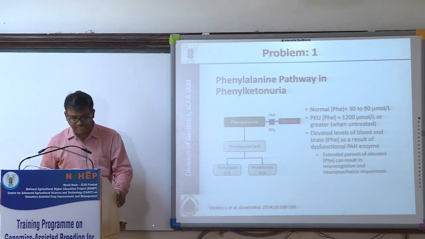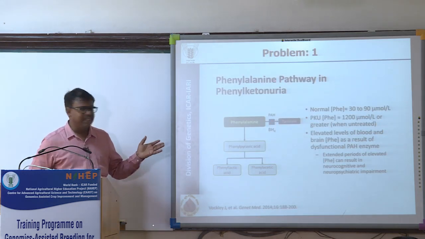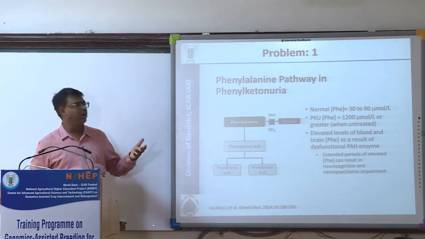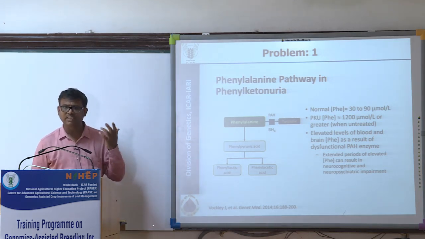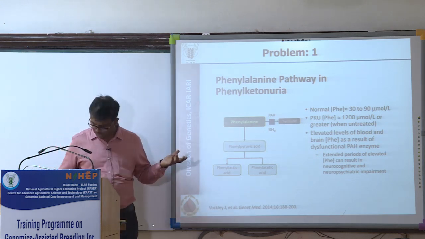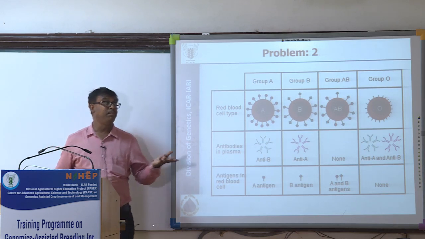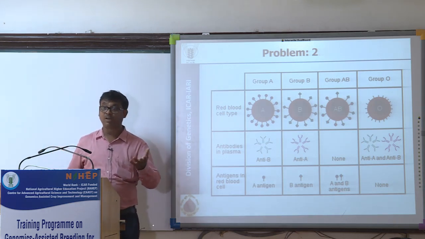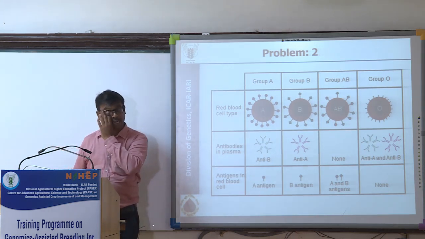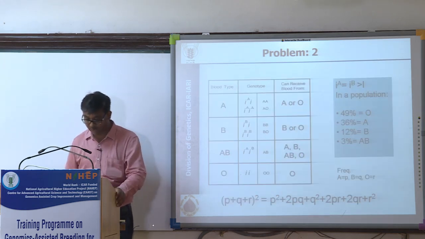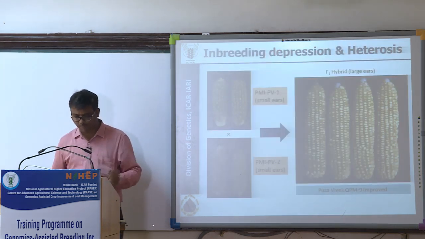Well, we know phenylketonuria, I am not going into much detail. We can use this principle to calculate gene and genotypic frequency for different diseases in humans. We do it for phenylketonuria. Then we can also calculate the frequency of the ABO blood group alleles, in terms of gene and genotypic frequency. So, these are some of the problems.